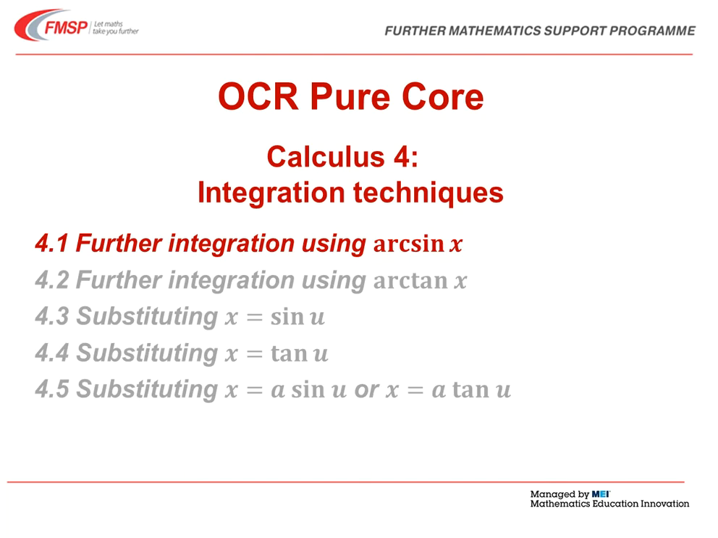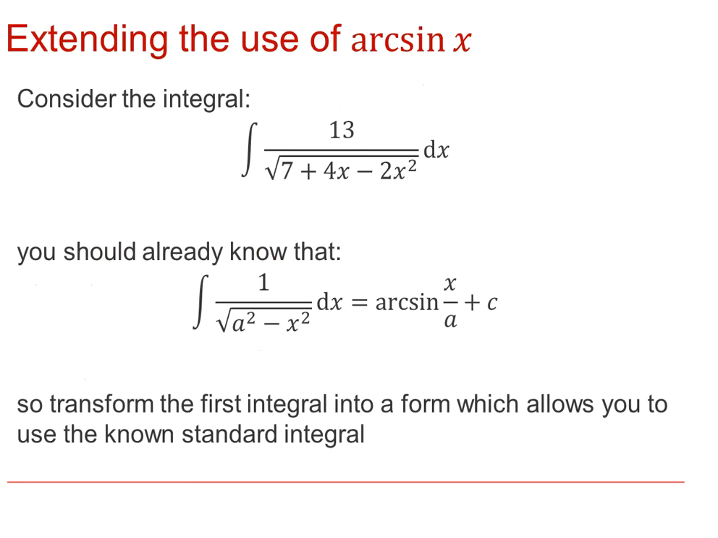Hello, this is the first video of a fourth calculus series on integration techniques for OCR Pure Core Further Mathematics, and we will look at integration using arc sin x. If we consider the integral of 13 over the square root of 7 plus 4x minus 2x squared, we will note that this is in the form where the denominator is c plus bx minus ax squared.